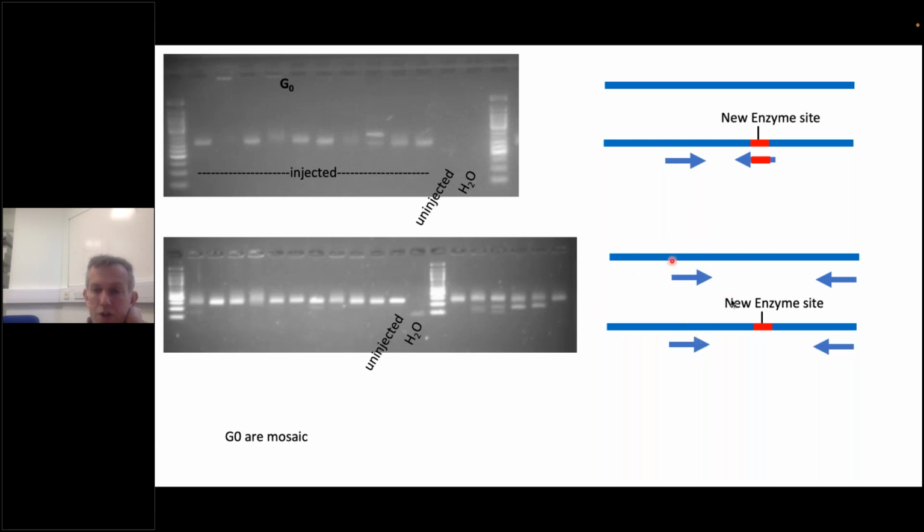We can then also use primers that flank the editing site and then use the new restriction enzyme to get an idea: are we inducing any new restriction sites? And here we have just a whole load of embryos that have been injected. And yes, we see a few embryos over here where suddenly we get a smaller product after we cut with this enzyme. So there seems to be some editing going on here, and that's very encouraging.